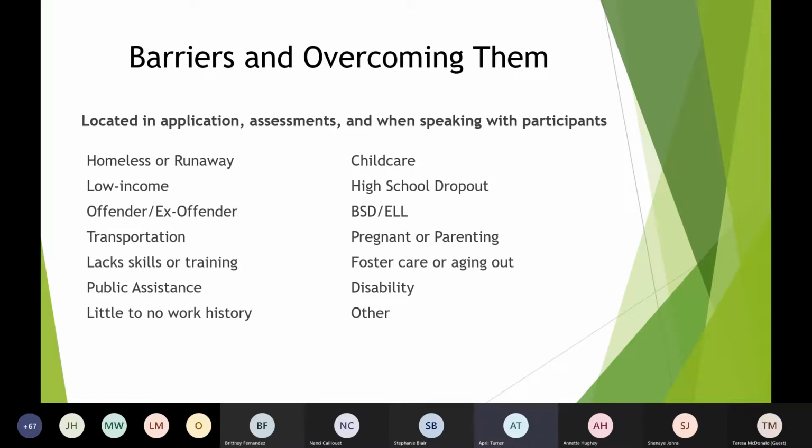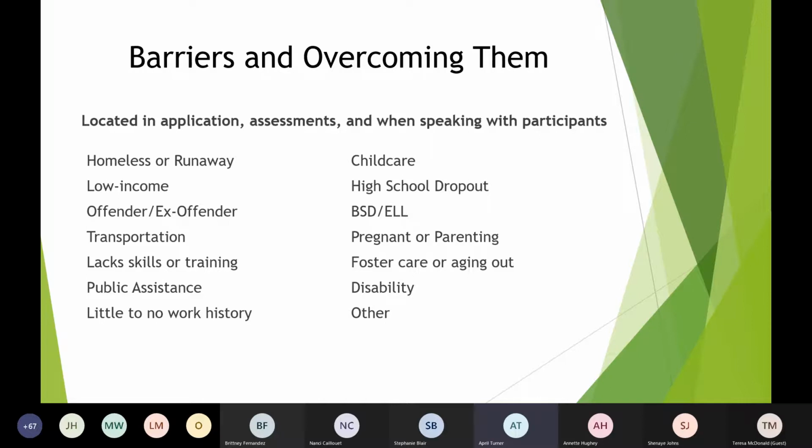Barriers and overcoming them. Everyone has a barrier somewhere in their life, and especially our clients, because they come in and they may have lots of them. And here is just a list of a few that you may have. So when you're speaking with the participant, they may not have put something on the application or on the assessment. Just speaking to them, though, you may pick up something from the conversation about a barrier that they have.